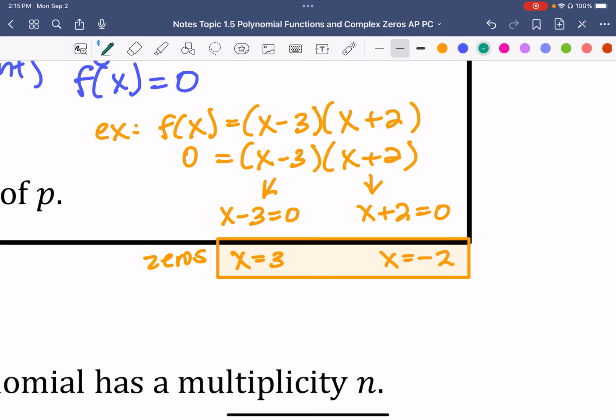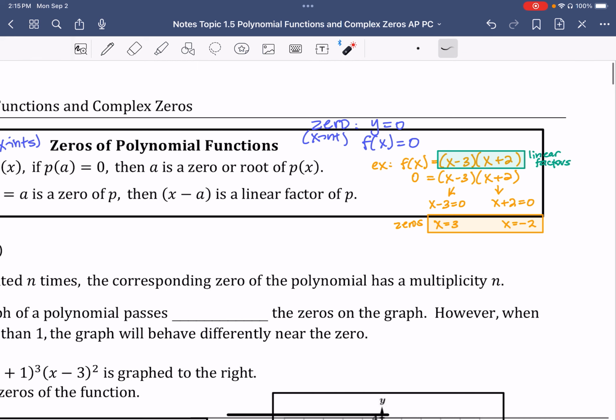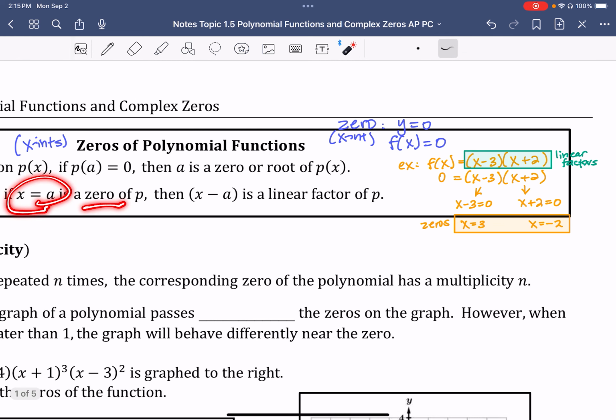and where they came from, which was these up here, those are what is called your linear factors. Okay, so that's what the second sentence is saying. So if x equals a is a zero, then x minus a is a linear factor. So here we had x equals 3, and the linear factor was x minus 3. So that's all that's saying. It kind of sounds a little bit more confusing than it actually is.